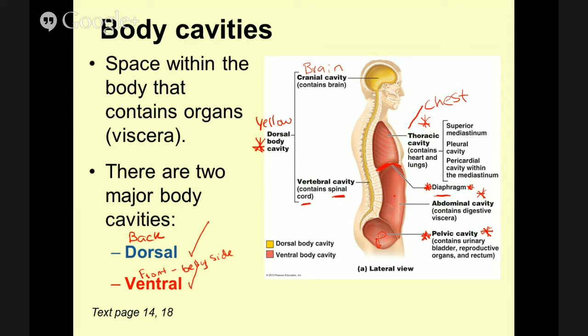Now, I mentioned abdominopelvic. The abdominal cavity and the pelvic cavity don't really have anything separating them, so they kind of mush together. Instead of calling it abdominal cavity and pelvic cavity, often they smush those two words together and call it the abdominopelvic cavity.